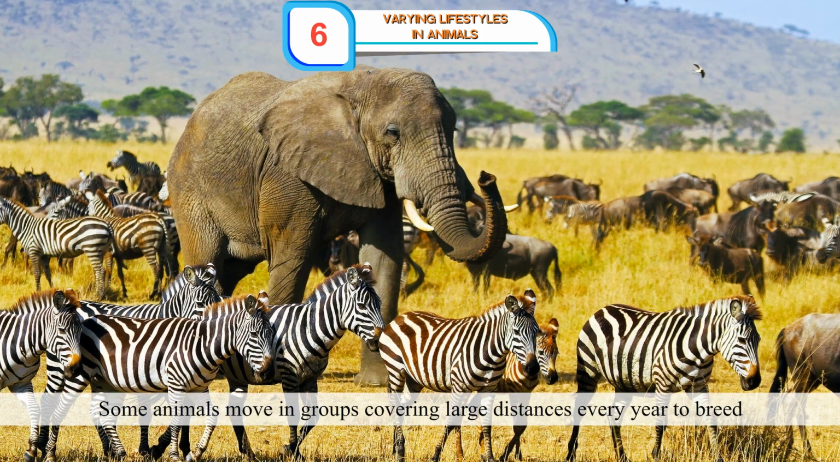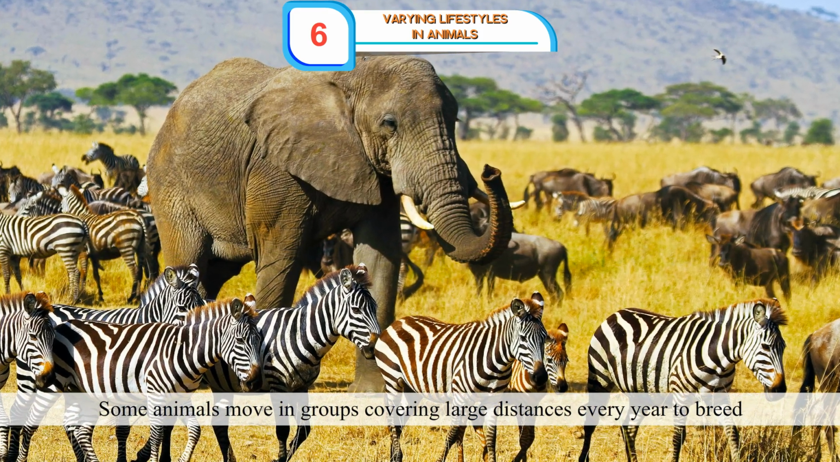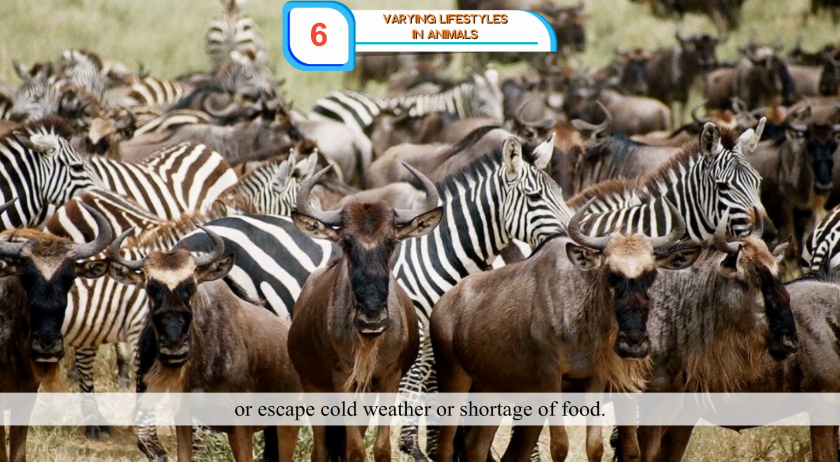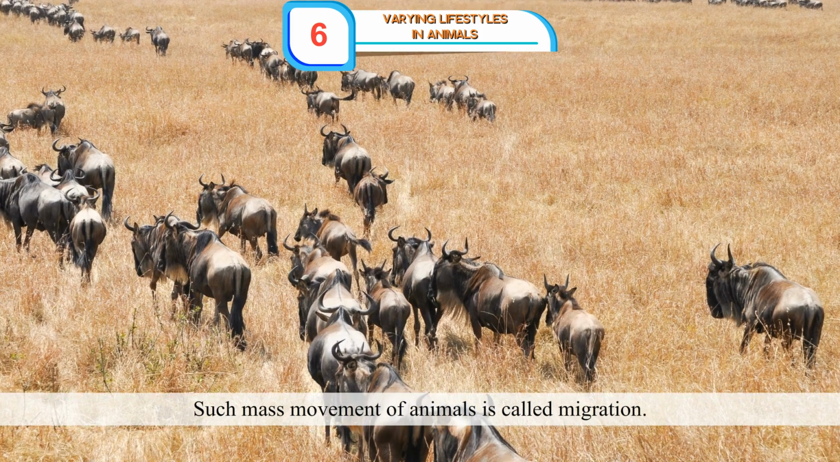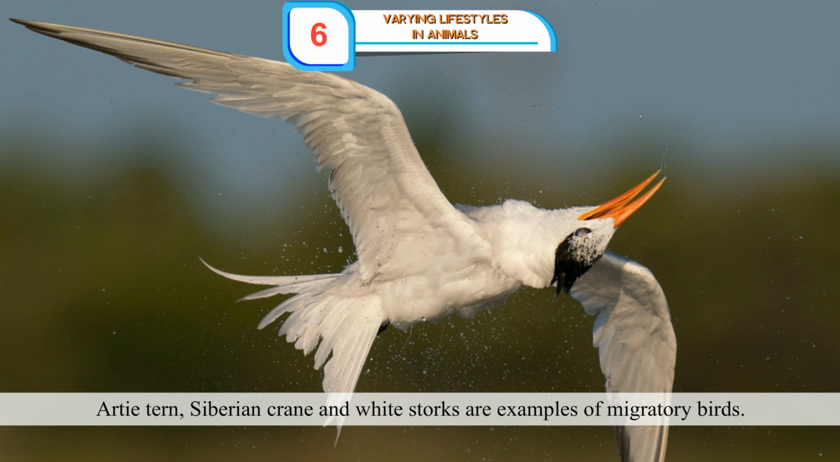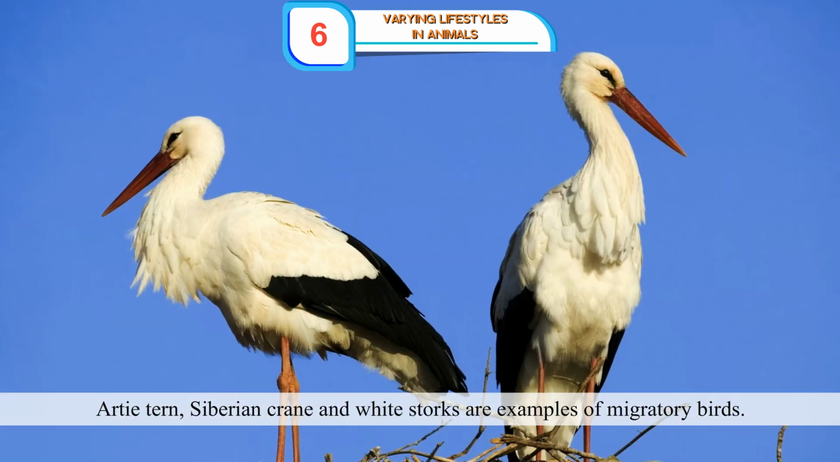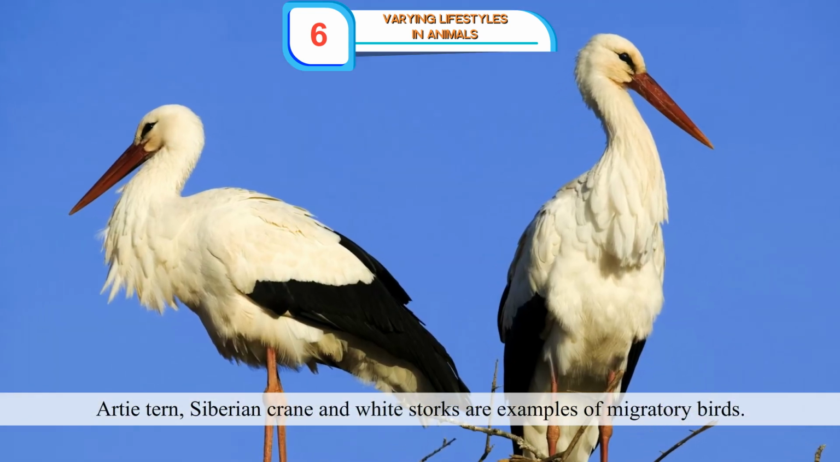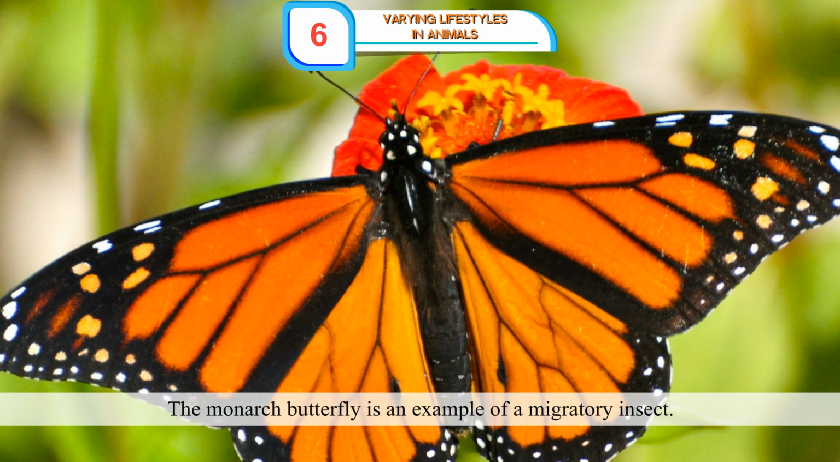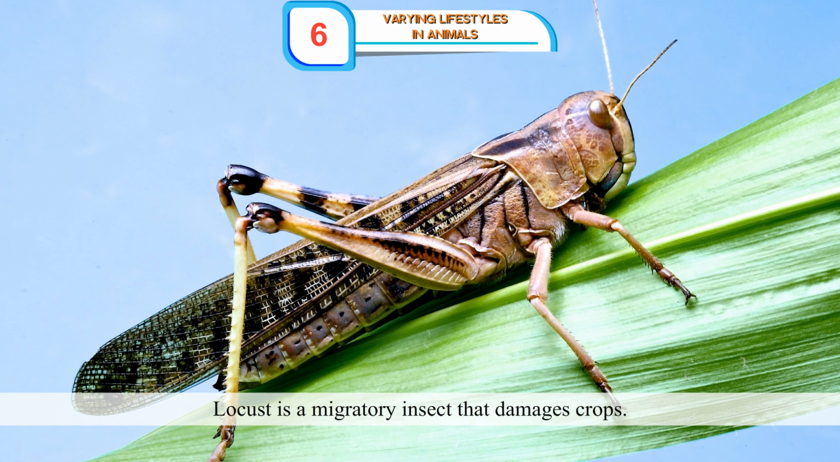Migration. Some animals move in groups covering large distances every year to breed or escape cold weather or shortage of food. Such mass movement of animals is called migration. Arctic tern, Siberian crane and white storks are examples of migratory birds. The monarch butterfly is an example of a migratory insect.